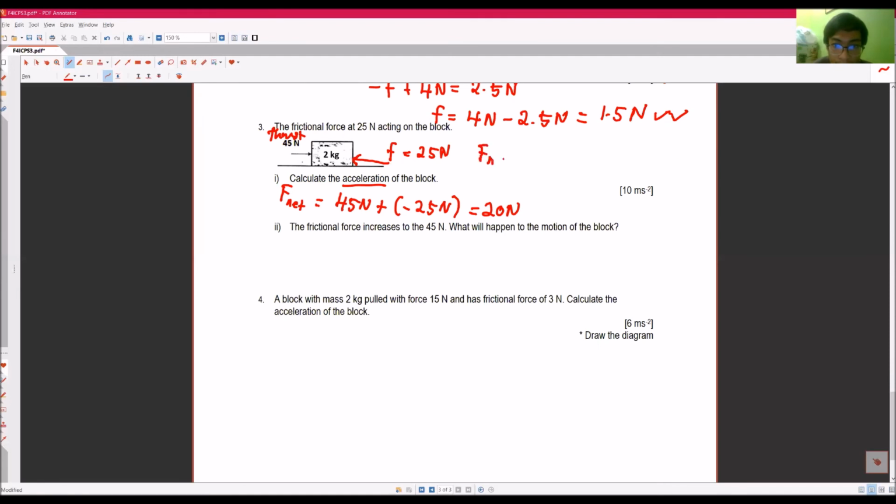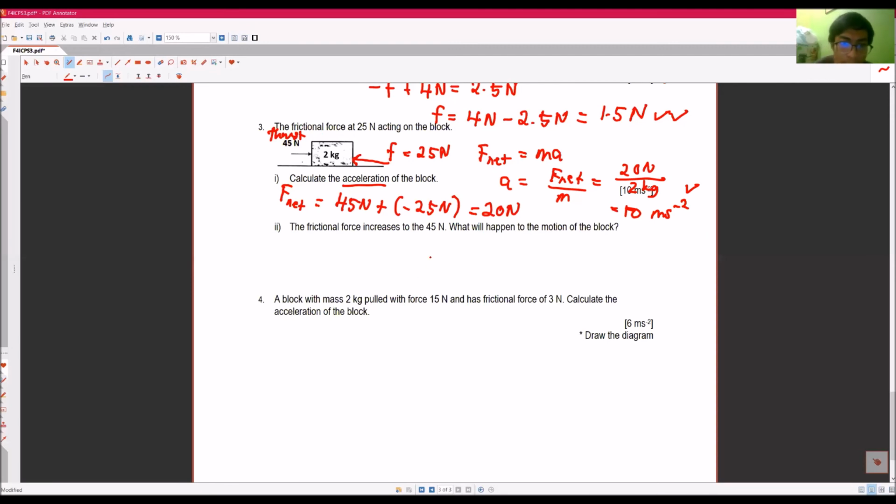So the negative sign is due to the frictional force being in the opposite direction, to the left. And then we can make it to the Newton's second law. Rearrange because we want to find the acceleration. So 20 Newton divided by the mass 2 kilogram. We got 10 meter per second square. Okay, so our answer is correct. And the acceleration direction is actually the same as the thrust force.